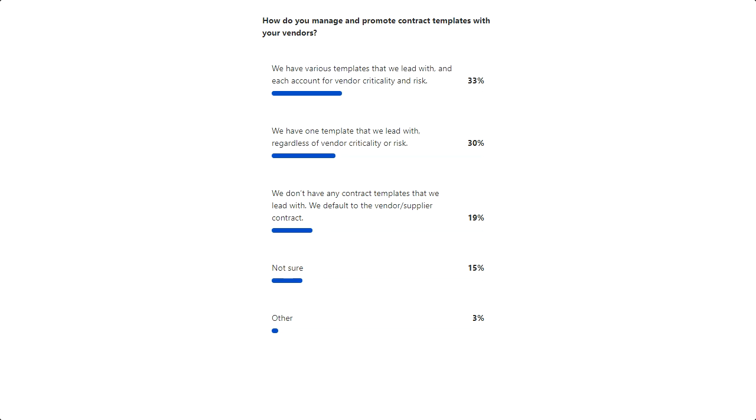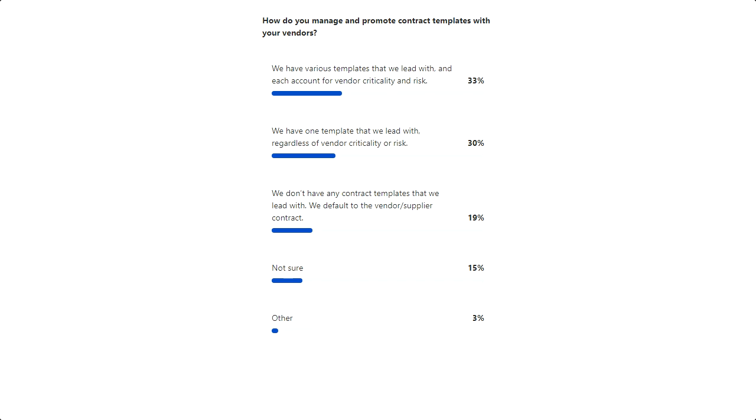And here's our next poll question. How do you manage and promote contract templates with your vendors? We have one template that we lead with regardless of vendor criticality or risk. We have various templates that we lead with, and each account for vendor criticality and risk. We don't have any contract templates that we lead with. We default to the vendor or supplier contract. Other or not sure.